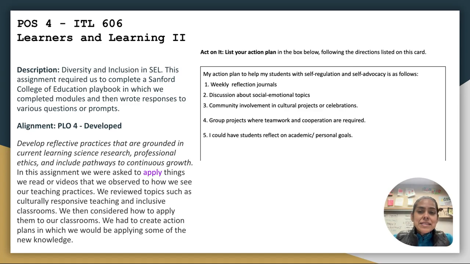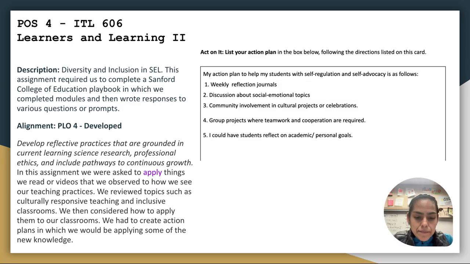Okay. ITL 606. This would be learners and learning too. In this assignment, we looked at diversity and inclusion, specifically in the lens of SEL. So we completed a Stanford College of Education playbook, which had modules, and then we wrote responses to various questions or prompts or videos that we watched. For the alignment, I chose PLO 4 as developed.